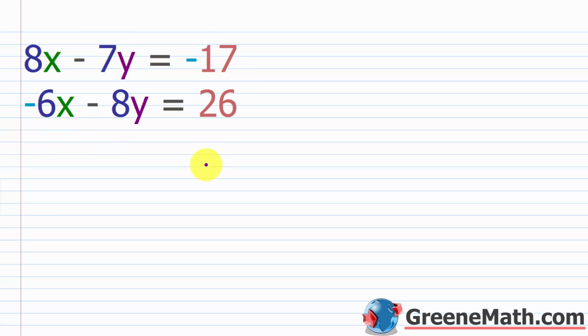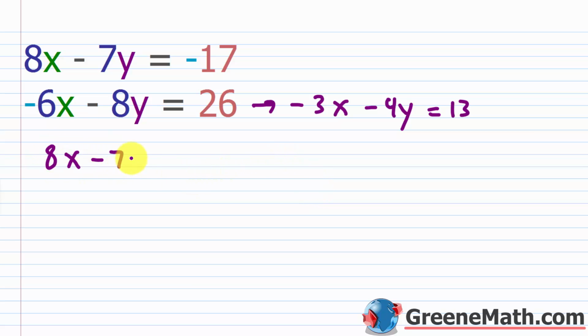Now, in this particular case, you don't have to do the next step. This is just something that I like to do to make things simpler. Notice how everything in the second equation is divisible by 2. So I can rewrite it as negative 3x minus 4y equals 13. I'm going to rewrite my system: 8x minus 7y is equal to negative 17, and negative 3x minus 4y is equal to 13.